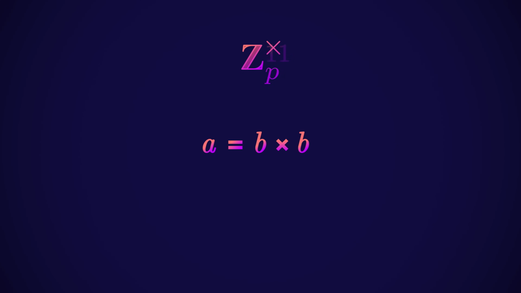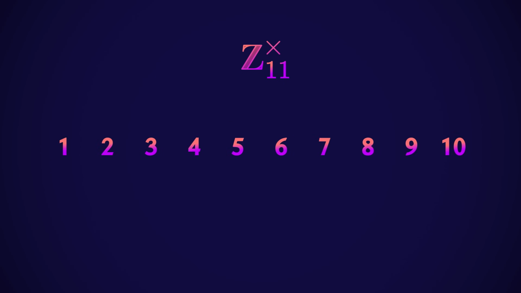For example, in Z11 star, 5 is a square, because it is 4 times 4, which normally is 16, but in this group cycles back to 5. Here is all of Z11 star. Remember, since 11 is prime, all the numbers from 1 to 10 are present. And here are all the squares. My cool fact about ZP star is that exactly half of the elements are squares.